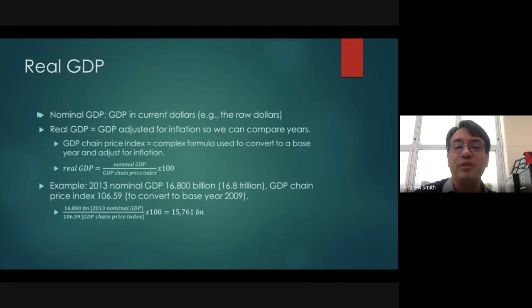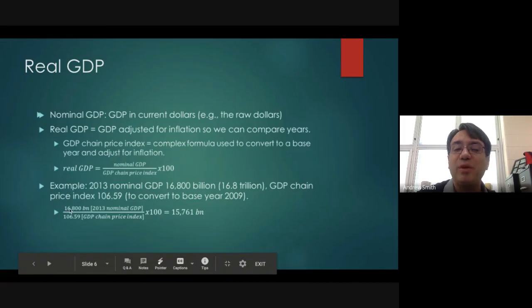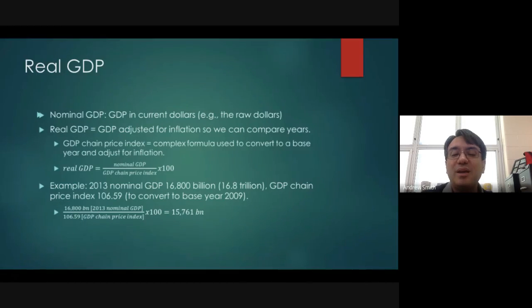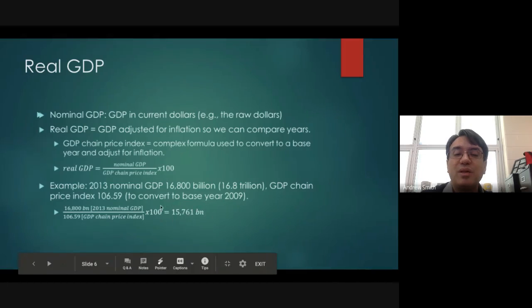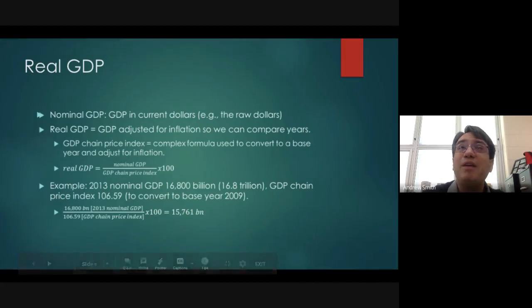And it kind of shows how to do this here. In 2013, the nominal GDP was 16.8 trillion, which is 16,800 billion. The chain price index was 106.59. So if we want to convert this to the base year, we just take the nominal GDP divided by the chain price index, multiply it by 100, because the chain price index is essentially a percentage, and thus we get 15,761 billion, or 15.7 trillion in that base year. Now, we could, if we wanted to compare that to 1960, we would get the chain price index and the nominal GDP from 1960 and then convert that and see how that worked.